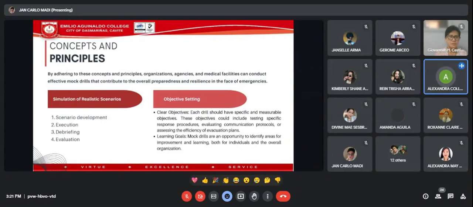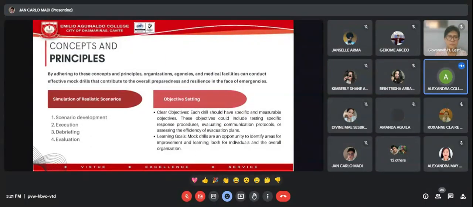And evaluation, dito natin na-establish kung effective ba yung system natin or yung pagre-respond natin or yung mga communications na ginawa natin during the mock drill. So, during the mock drill, dapat alam natin kung ano yung mga objectives natin. Dito pumapasok yung objective settings. So, sa clear objective, each drill should have a specific and measurable objective. So, this objective could include testing specific responses, procedures, evaluating communication protocols, or assessing the efficiency of evacuation plans.